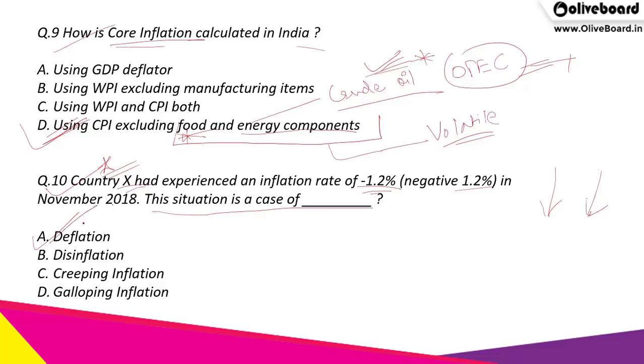The answer is deflation. Deflation occurs when the inflation rate falls below 0 or negative. Disinflation occurs when the rate of inflation falls down. Suppose 5% in October to 3% in November. So the rate of inflation is falling. Creeping inflation is an inflation which has an inflation rate of around 1% to 3%. Okay, creeping rates. Galloping inflation, they have double or triple digits, suppose 16% or let's say 40%, alarming rates.